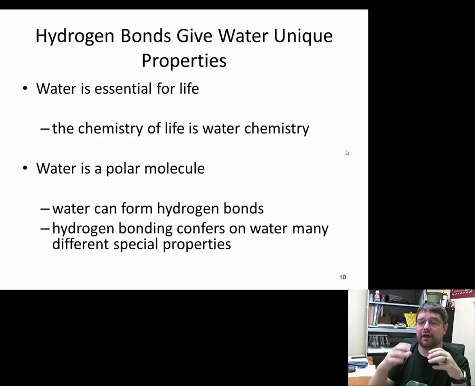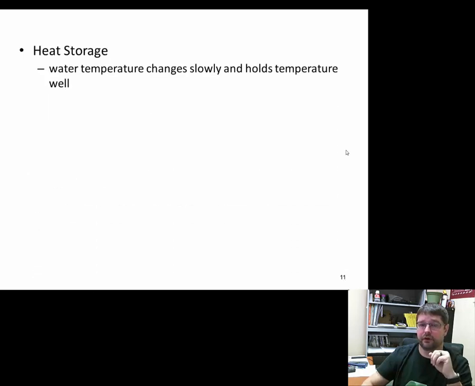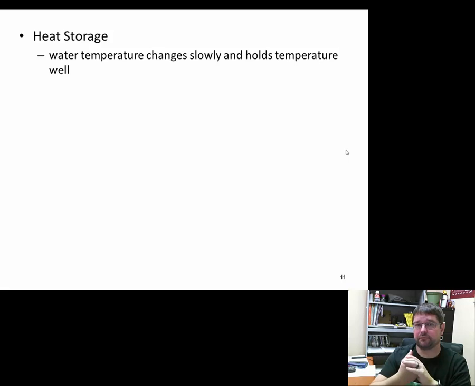Okay? This allows for it to form hydrogen bonds. And because it can form hydrogen bonds, it can be that universal solvent, forming hydrogen bonds with all other polar molecules, but it also can form bonds with itself. And that piece right there is what gives water a very unique set of properties. Okay, some of which are the following.